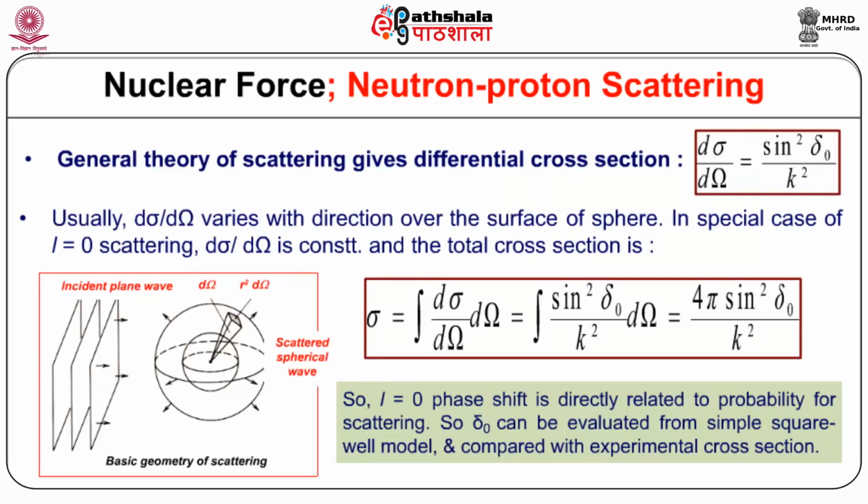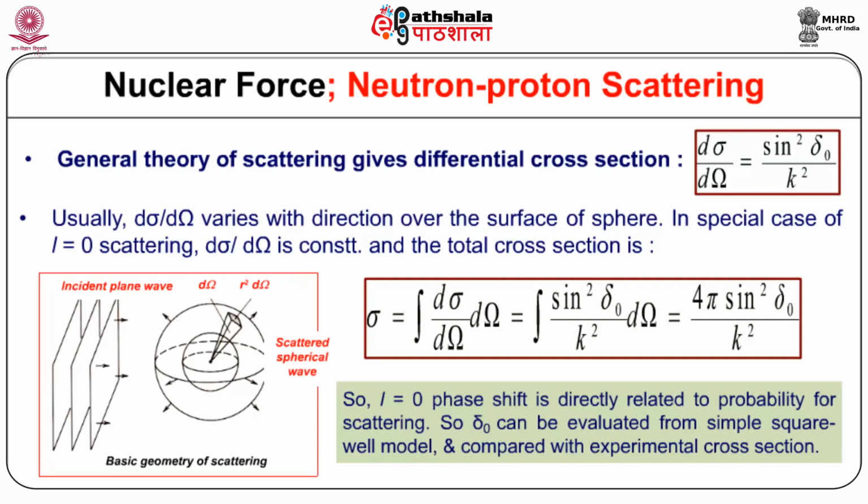Nuclear force, neutron-proton scattering. General theory of scattering gives the differential cross-section d sigma over d omega is equal to sin square delta 0 by k square. Usually d sigma over d omega varies with direction over the surface of a sphere. In the special case of L equal to 0 scattering, d sigma over d omega is constant and the total cross section is given by sigma equal to the integral of d sigma over d omega into d omega, and that gives you 4 pi sin square delta 0 by k square.